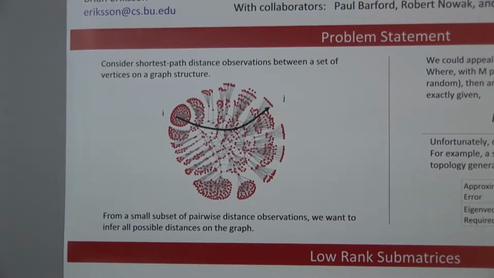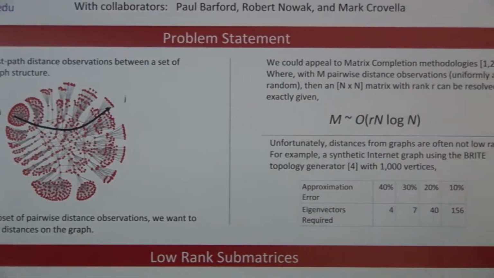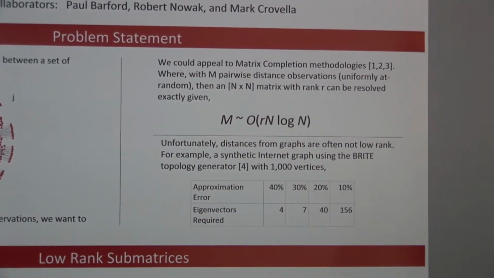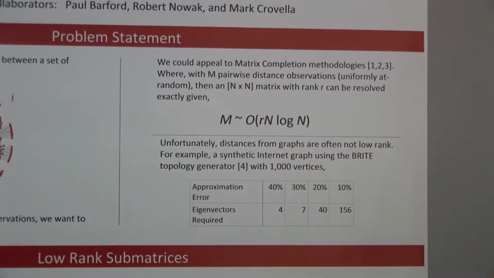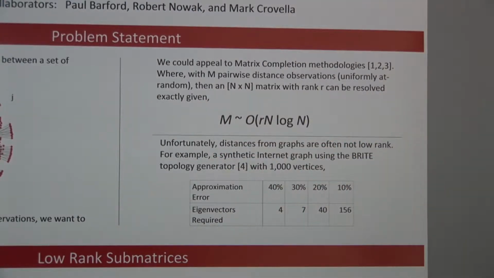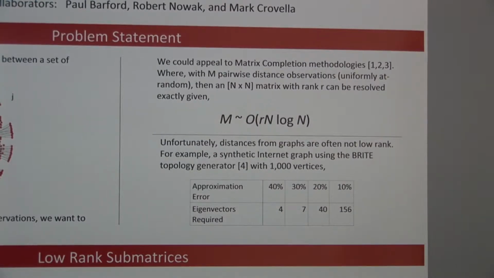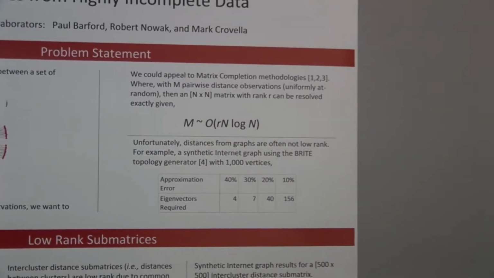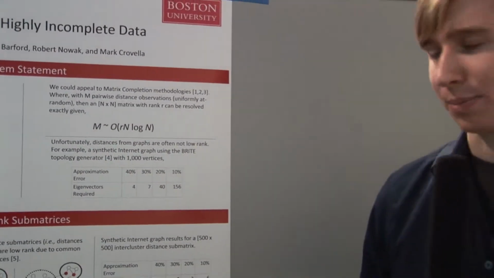Now, if this was a low-rank distance matrix, we could use standard matrix completion approaches. If you have an n by n matrix, and that matrix is of rank r, then you only need on the order of r n log n measurements to infer everything exactly. The problem is that when you're inferring distances from graph structure, real-world graphs often don't follow low-rank distance matrices.